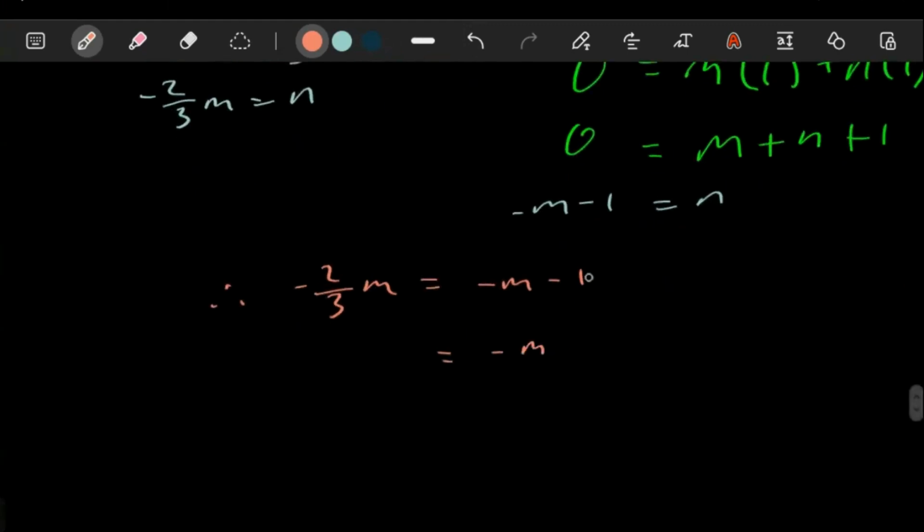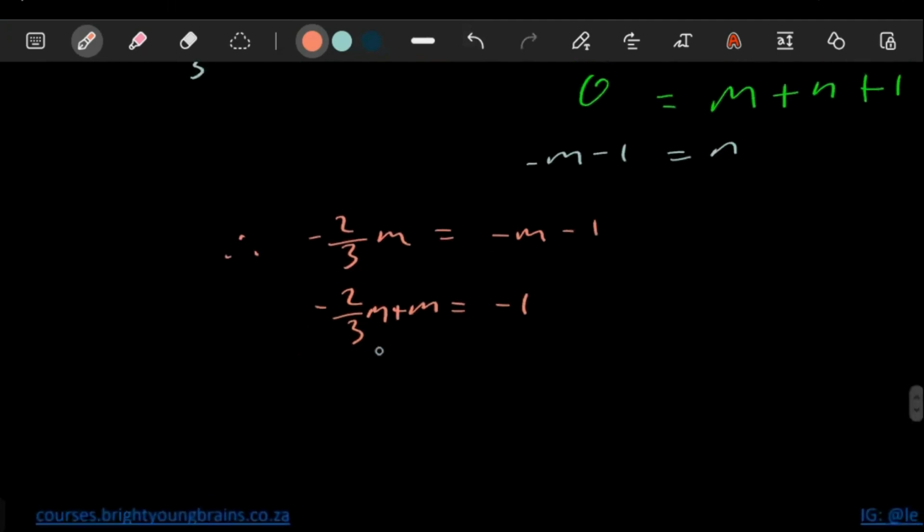Everything on one side, we're going to have the plus m. Then this is negative 1, right? If you add these up together, you're going to get a positive a third. So with all this being said, let's divide both sides by negative 1. Let's divide by a third, divide by a third here, divide by a third here.